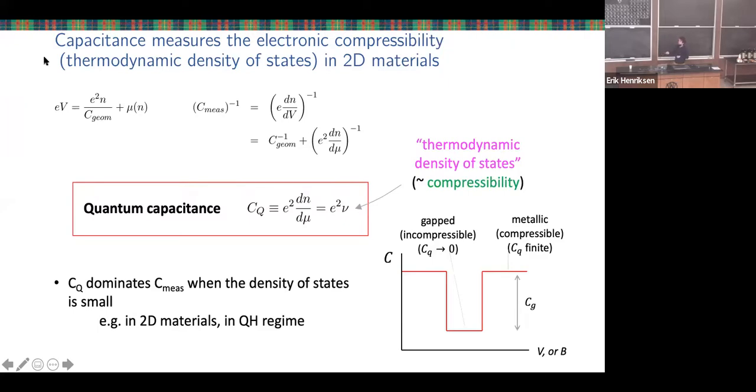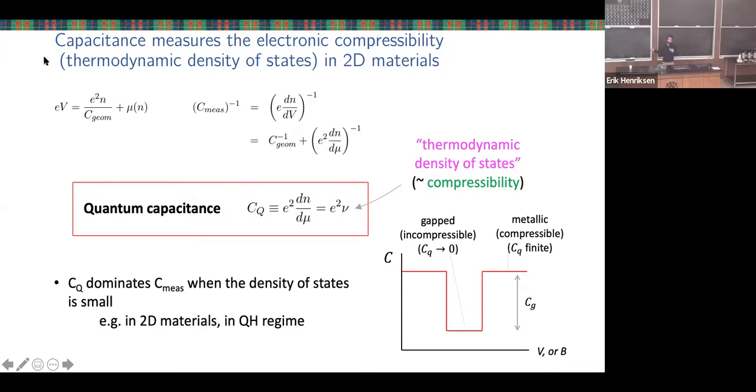So when the density of states of a material is very small, like for example in two-dimensional materials or in the quantum Hall regime, you can see a large change in the measured capacitance as you change something like the magnetic field or the voltage, right? So out here in this kind of toy measurement, where the capacitance is high, that means you're measuring the geometric capacitance and the density of states is high, and it looks like the plate that you're trying to measure is metallic, right? But now the density of states gets low.